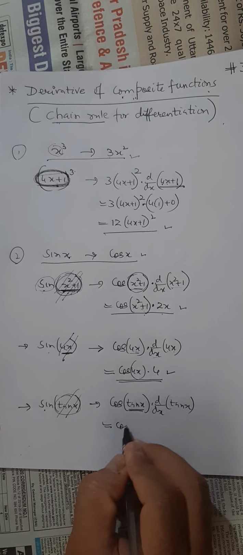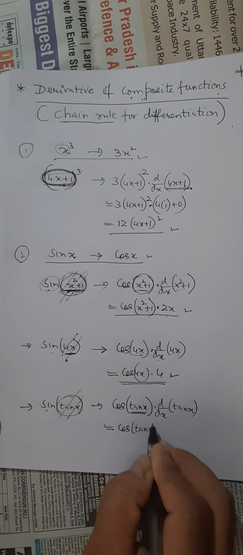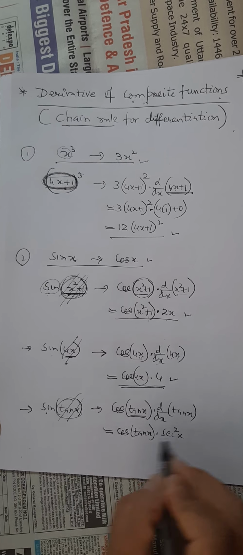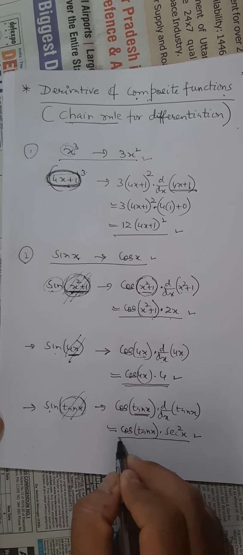So this one as it is, cos of 10x into derivative of the considered function. Which function have you considered as x? 10x. So into derivative of 10x, which is 10. So this is your answer.